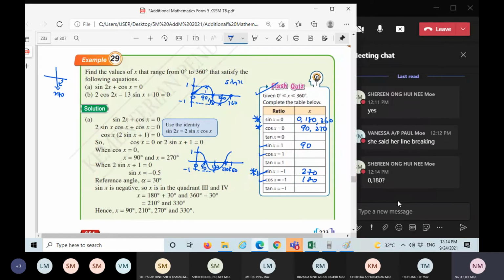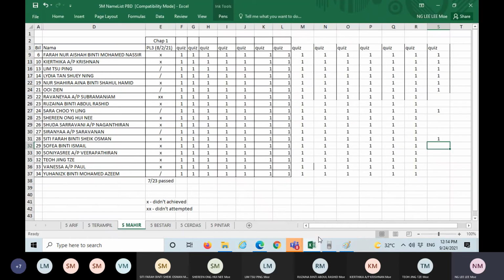Okay, she says 0 and 180. It cannot be 180, you see here. Cos x = -1 is 180. Cannot, okay? So next girl is who?